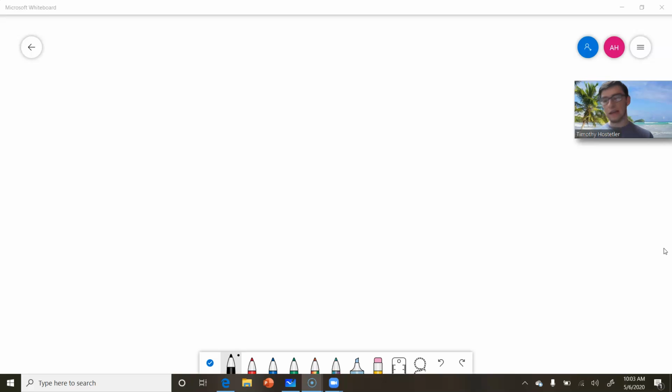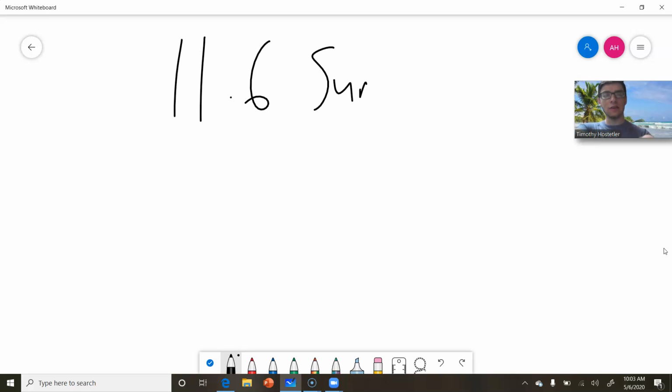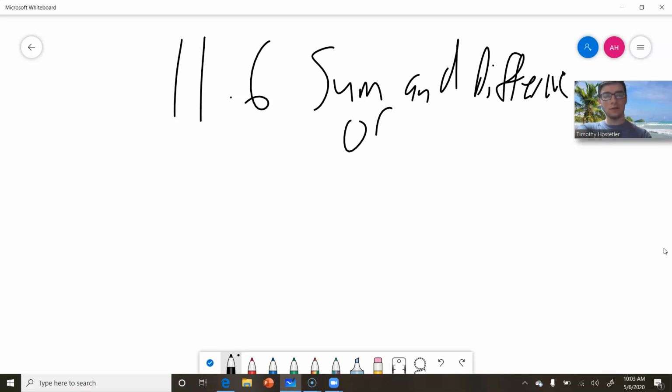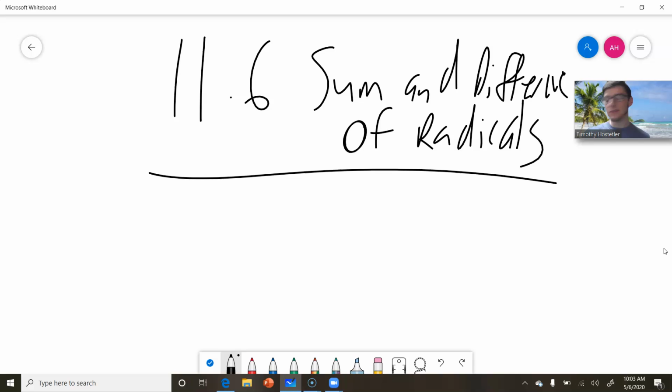Here we are now on 11.6, which is the sum and difference of radicals. Okay, so we are going to be adding and subtracting now with our square roots.